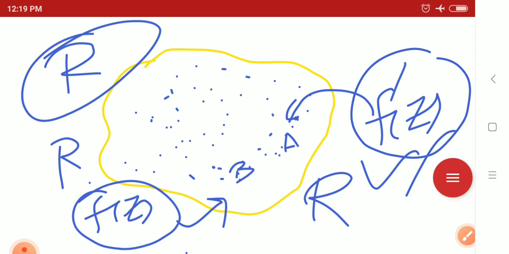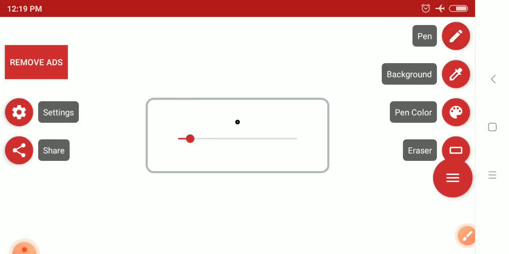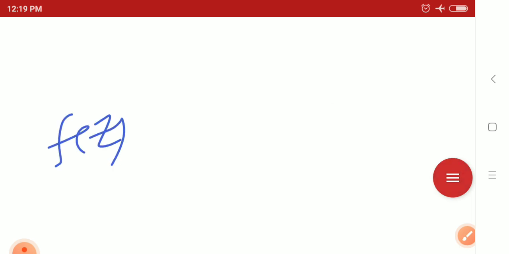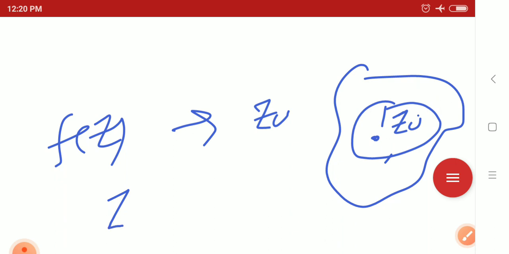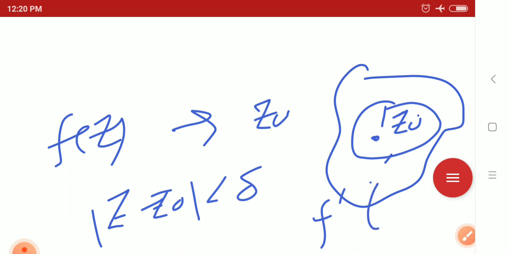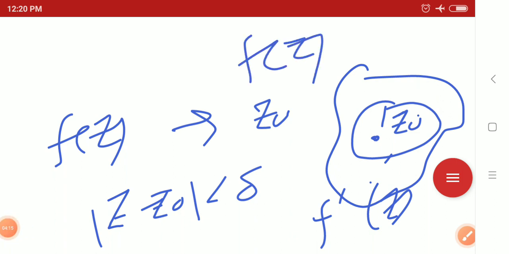Now some of you may say that if it is a property of a region, why are we discussing points also? How can we talk about analyticity at a point? f of z will be analytic at a point z0, suppose in this region there is a point z0, if there exists a neighborhood of this point, that is |z minus z0| less than delta, in which f dash z exists at all points, meaning the differentiability of the function f of z exists. Then f of z will be analytic at this point z0.